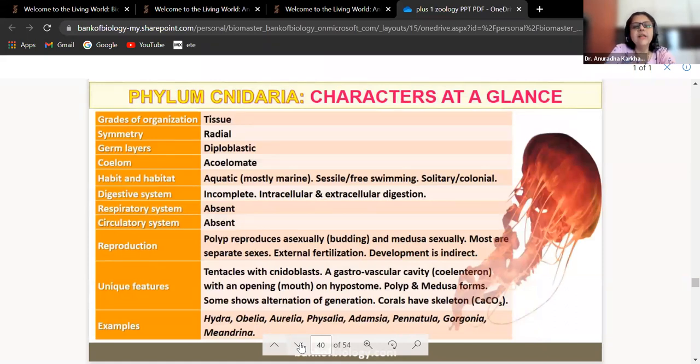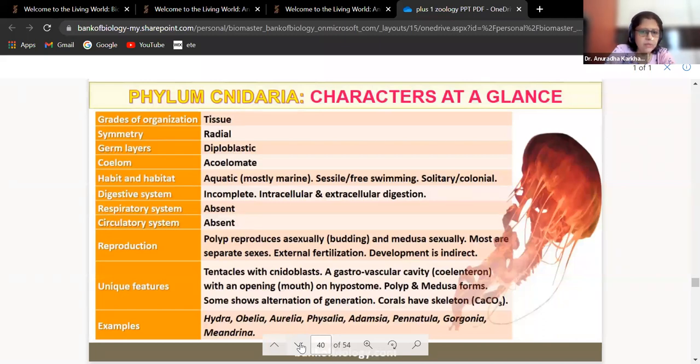Characteristics at a glance: grades of organization tissue, symmetry radial, germ layers diploblastic, coelom acoelomate, habit and habitat aquatic, free living, free swimming, sessile, solitary or colonial, digestive system incomplete. They could undergo intracellular as well as extracellular digestion, respiratory system absent, circulatory system absent. Reproduction: polyp reproduces asexually by budding to give rise to medusa, and medusa undergoes sexual reproduction to give rise to polyp. Most are separate sexes.